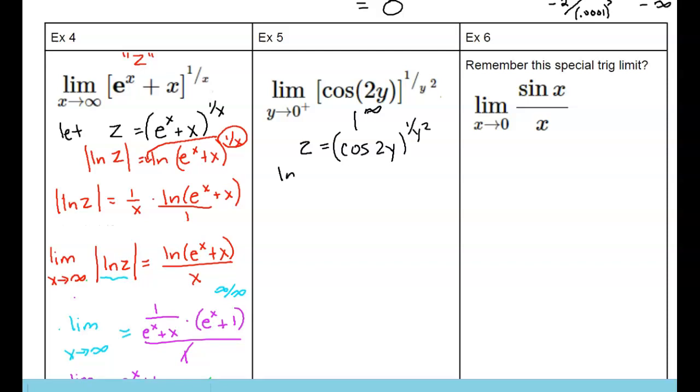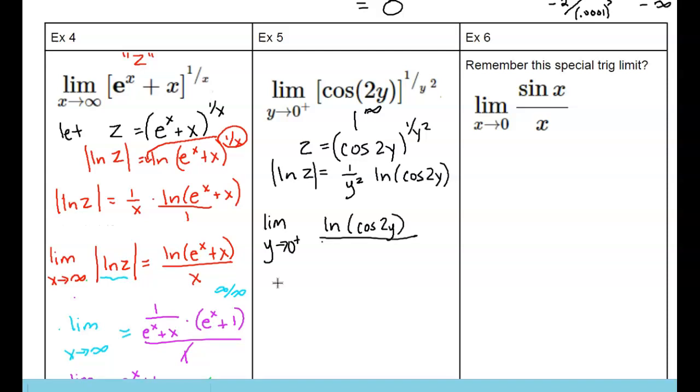Take the natural log of both sides. That natural log is going to bring the power down in front. And then I can evaluate my limit. It is the absolute value too. I don't worry about my absolute value, but technically it is still there. So what do we get? I can make that in my numerator, all over this.